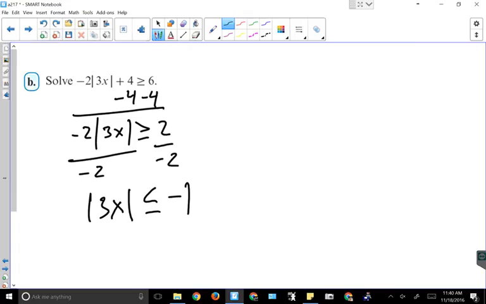Now, I've got a question for you. Once we're looking at this, is it possible for the absolute value of a number to be less than negative 1? Because all numbers that are less than -1 are negative, yes. Can we get the absolute value to become negative? No. So this would be no solution. So you've got to be careful about that and see if it's even possible to do.